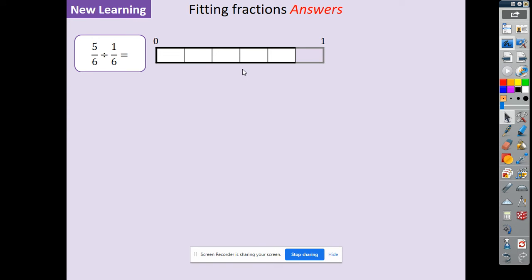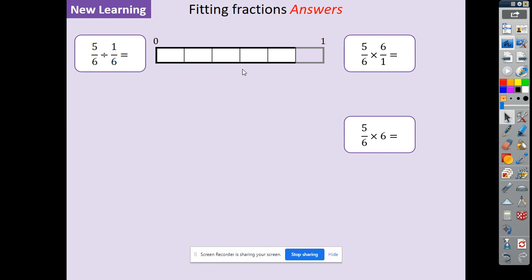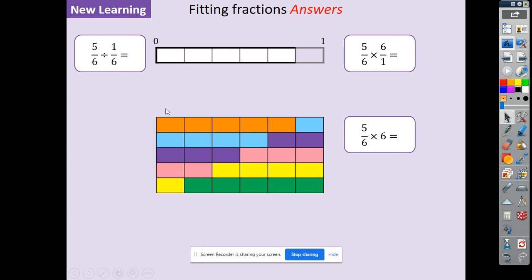Now I'm going to draw another model for you to help you. We know that 5/6 divided by 1/6 is the same as saying 5/6 multiplied by 6 over 1, which we also know is the same as saying 5/6 multiplied by 6. So let me draw this out. I have here all my 5/6. And I have 6 lots of them, so each colour represents one lot of 5/6.